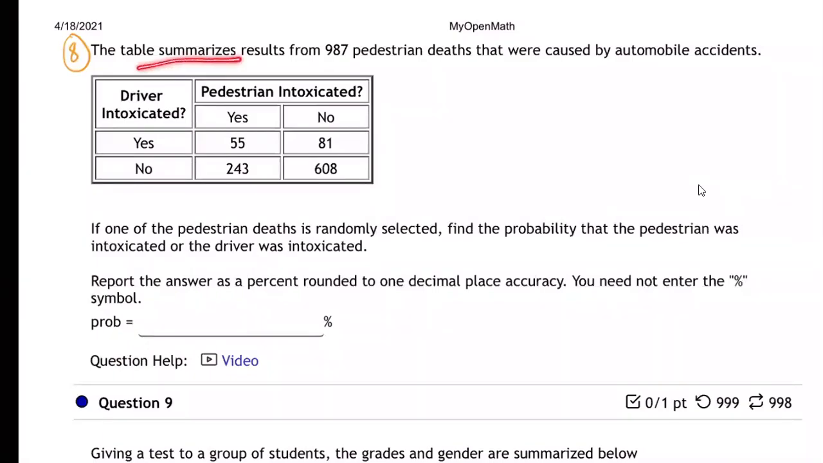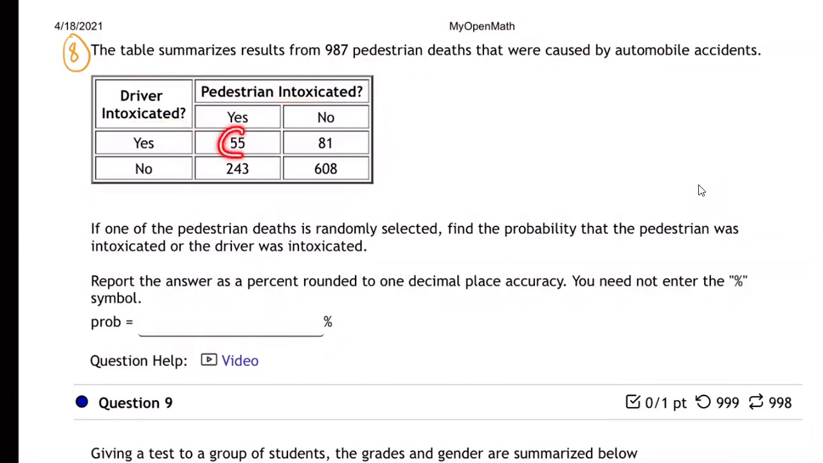Okay, so this table summarizes results from 987 pedestrian deaths that were caused by automobile accidents. So again, these are cases in which there was an automobile accident and a pedestrian, somebody not in a car, somebody on foot, died. So this table summarizes how it happened. It's basically a study on how intoxication played into it. So let's make sure we understand the table.